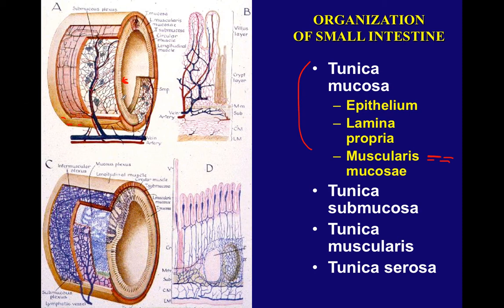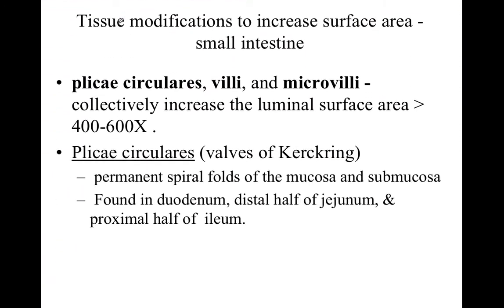So this layer here is the tunica mucosa, then the submucosa, and then we have this muscle here, and the outer layer here is the serosa.